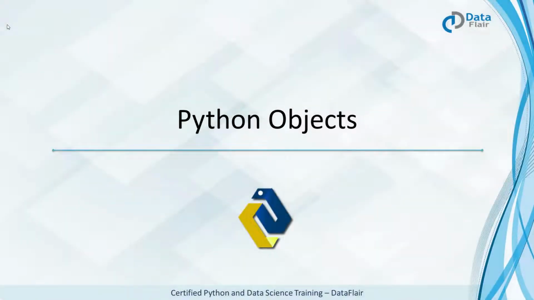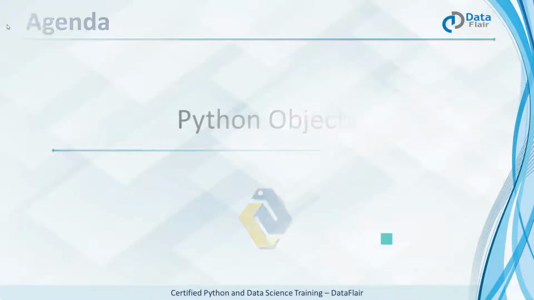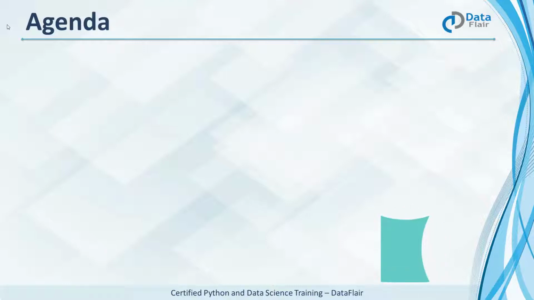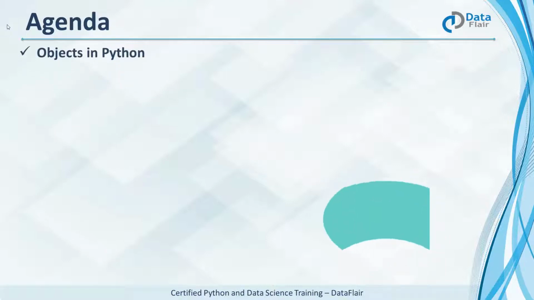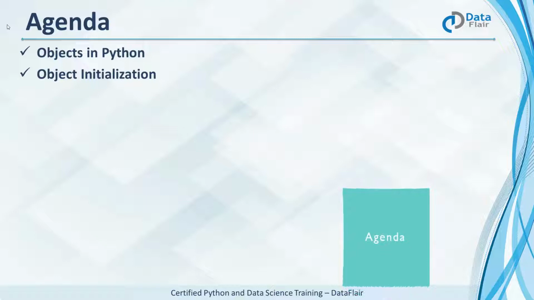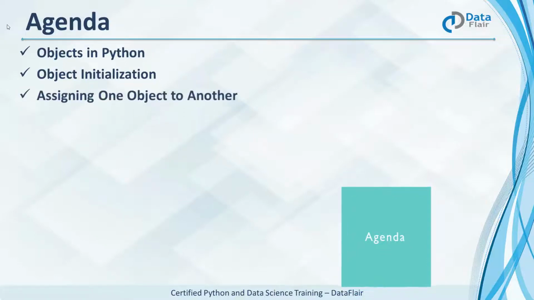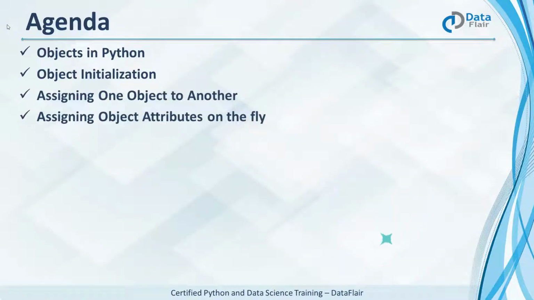Welcome to Python Objects. Previously, we learned about classes. Today, we'll see objects, initialization, assigning one object to another, assigning attributes on the fly, and deleting objects.